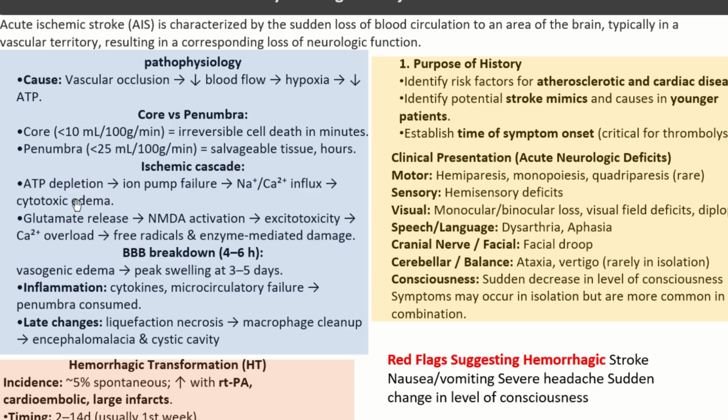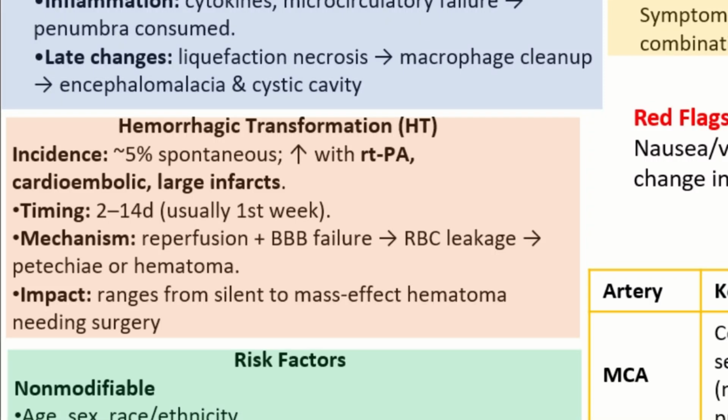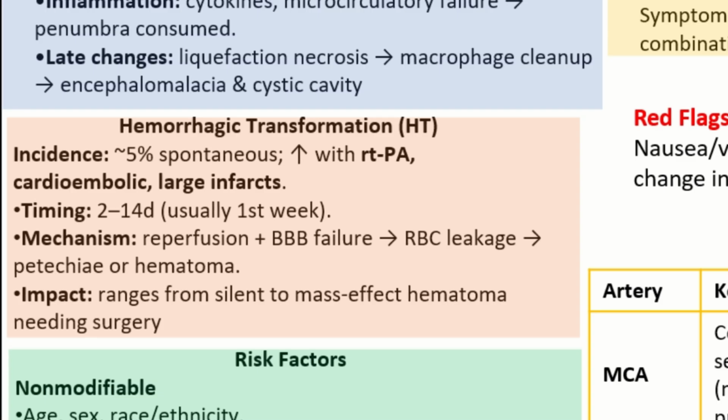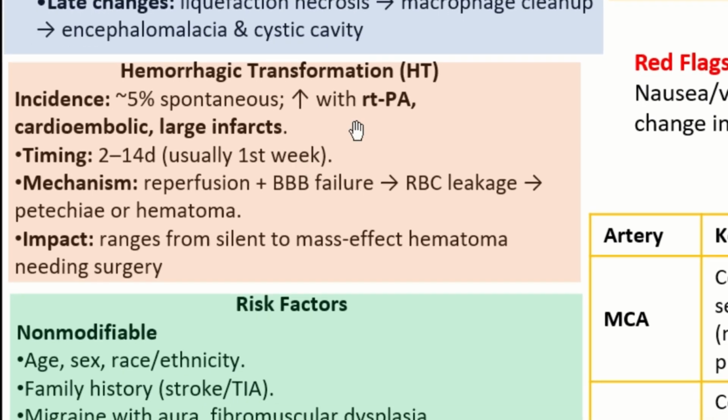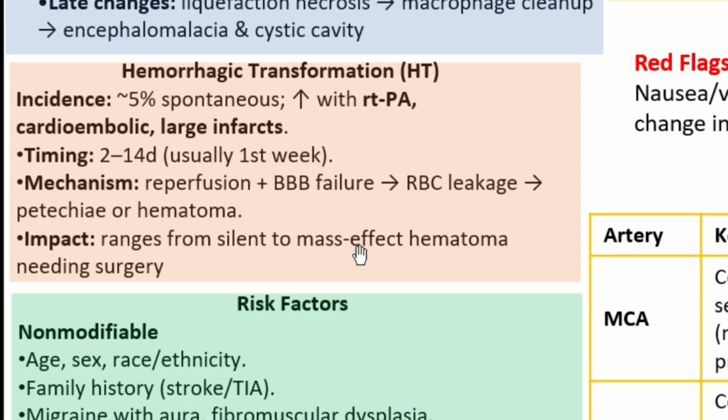So sometimes we have a hemorrhagic transformation of a stroke, and this occurs in about 5%, and it may be spontaneous or it can occur when we give the thrombolytics. So it occurs within 2 to 14 days after the stroke, and the mechanism is that we have reperfusion as well as the failure of the blood-brain barrier, and this is going to cause leakage of the red blood cells, forming petechiae, or it can be a hematoma. And the effects of this are going to depend on the size of the hematoma. If it is small, it may be silent. If it is big, we may have the mass effect coming from this hematoma.